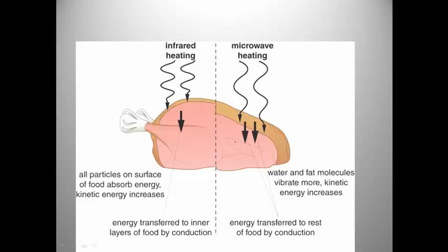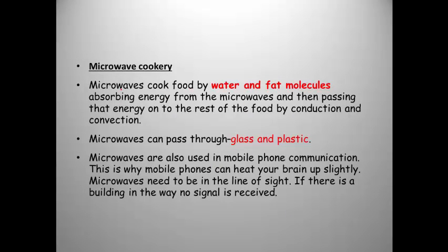In microwaves it's slightly different. Microwaves cook the food through the water and the fat molecules. You must remember, microwaves cook with the water and the fat molecules absorbing the energy from the microwaves, and then when those water and fat molecules start absorbing the energy and start vibrating, they pass that energy on to the rest of the food, and so the rest of the food is then cooked by conduction, and maybe convection if it's a liquid. Now, the other thing you need to know about microwaves is that they can pass through glass and plastic.